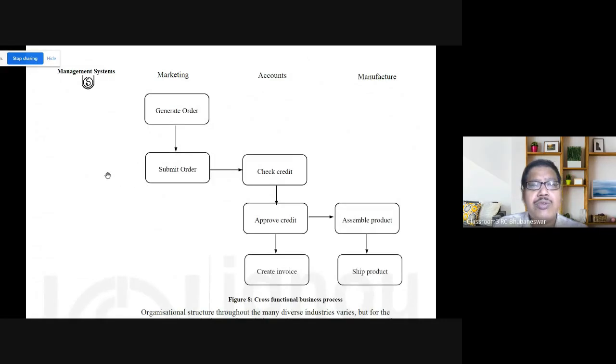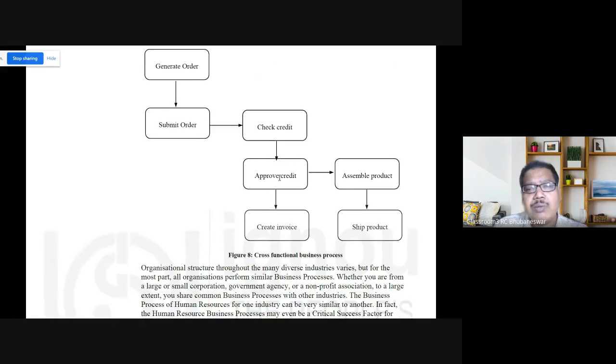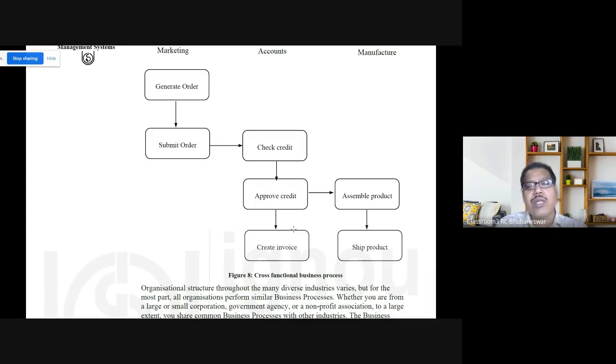So here, if you start from the marketing system, we will generate a general order, we will submit the order, check the credibility, and then we approve it. Once approval is done, we will create the invoice. And once the invoice is generated, we will go for the assembly of the product, and when the shipment is ready, we can send it. So this is what we can follow in a functional business process, so that your sales, your accounting, your manufacturing, your material management, every functional process gets involved to complete the task.